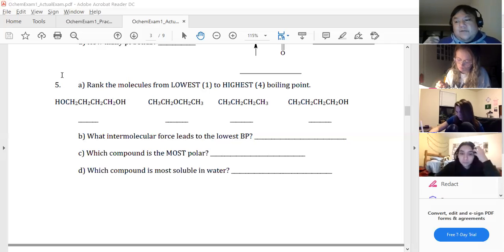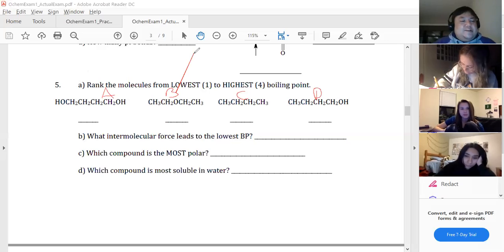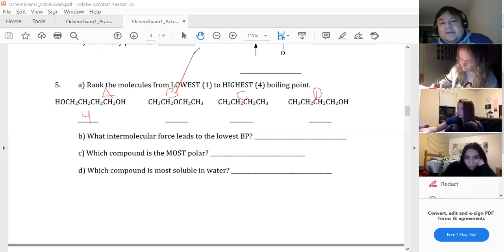Which is the strongest intermolecular force? Hydrogen bonds. Yep. So which one can do hydrogen bond? 1, 2, 3, or 4? 1 and 4. Right? Which one can do more hydrogen bonds? 1. So I'm going to give them letters, A, B, C, D. Which ones can do hydrogen bonds? And you said A and D, right? Yes. Okay. Which one can do multiple hydrogen bonds? A. So A is going to be 4. Then the one that can only do one hydrogen bond is 3.